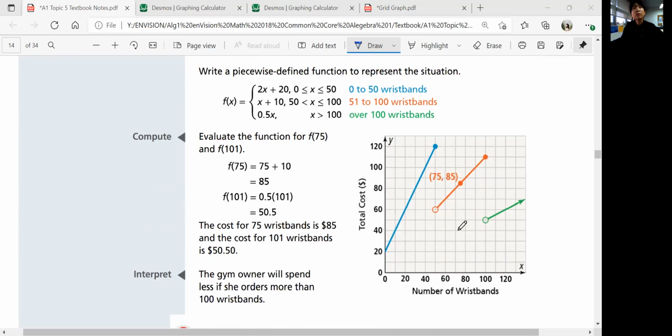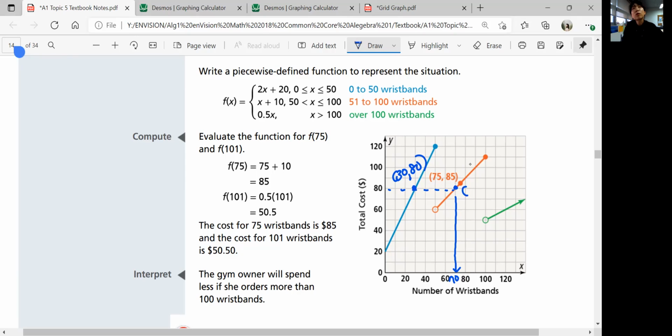And if you graph them, okay, you graph them from here to here, here to here, here to here. It looks a little bit different than other piecewise defined functions, right? But it's fine. Look at the total cost. So if you order only 30 wristbands, it's going to cost $80. But it only costs $80, right, to order 70 wristbands because of the discount.